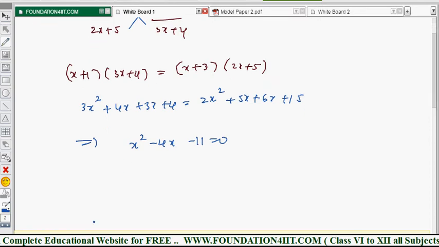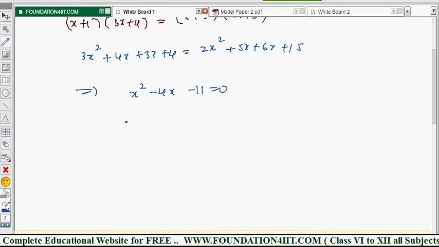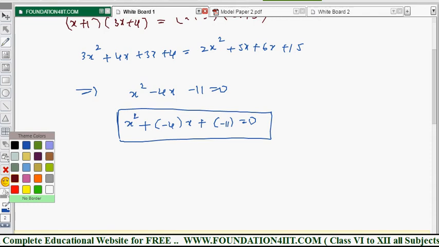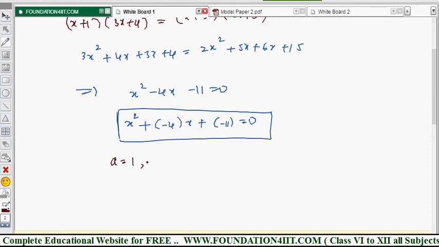Now, using this quadratic equation, we can write x square plus minus 4x plus minus 11 is equal to 0, because we need to use the quadratic formula for this. So here a, b, c values: x square coefficient is a, so a is equal to 1, b is equal to minus 4 and c is equal to minus 11. By splitting the middle term we can't get this, so we need to use the quadratic formula.